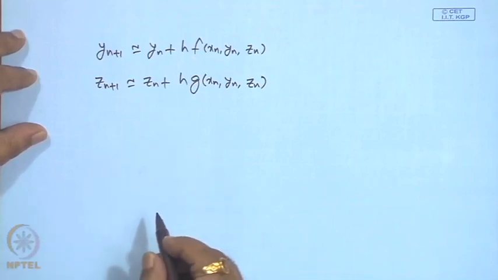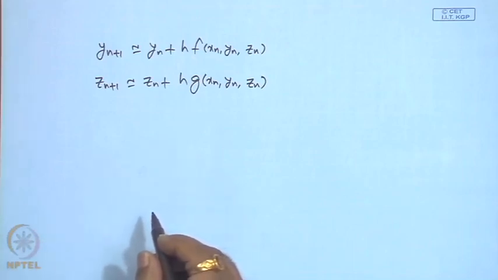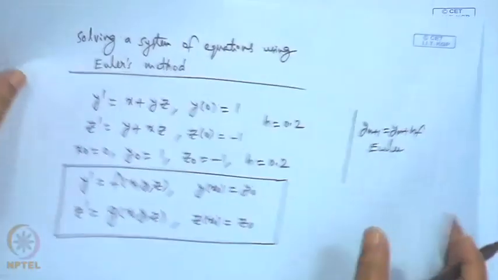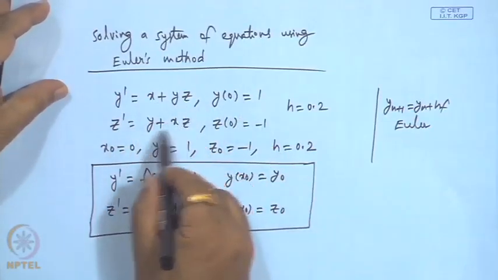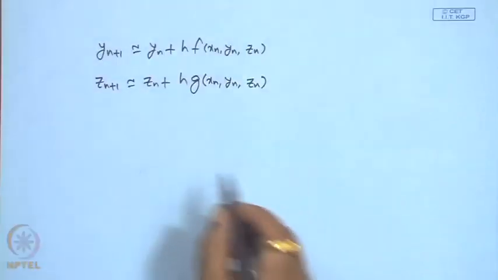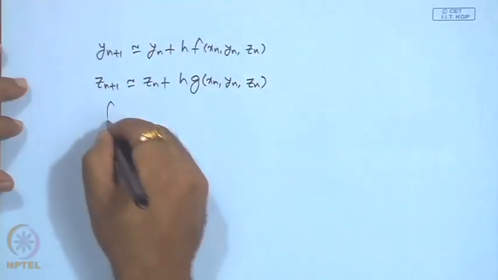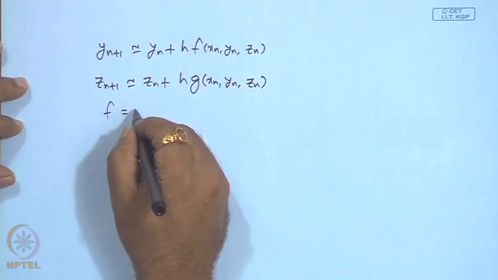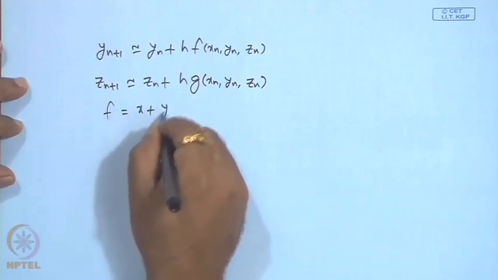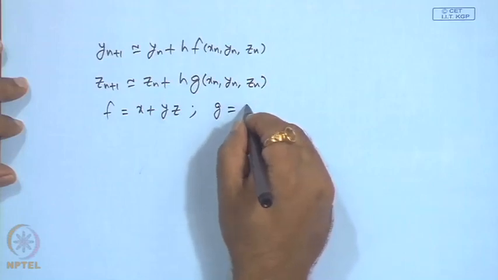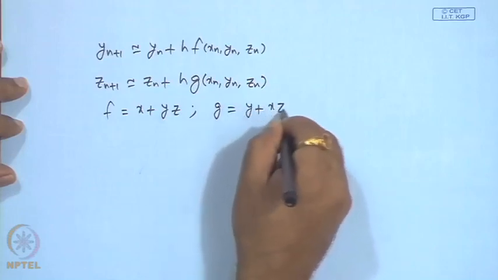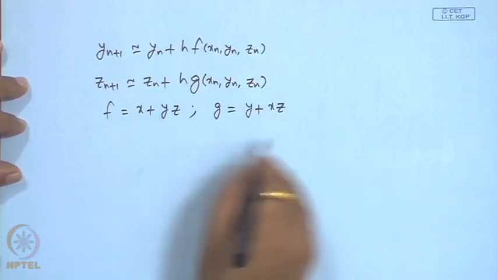So, now our h was 0.2. For the given example, f is x plus y z, and g is all that we need, this.